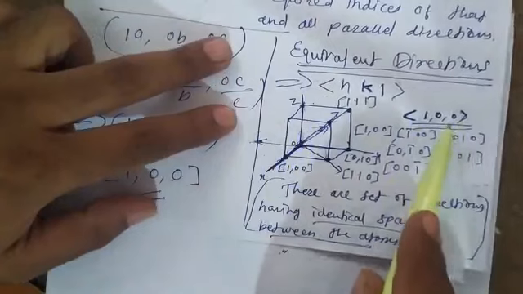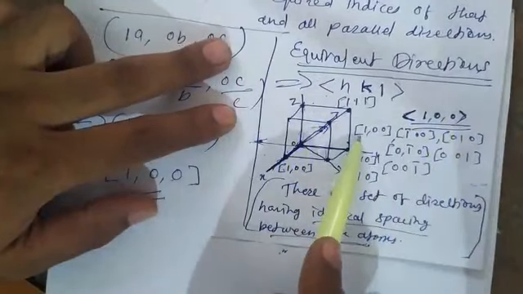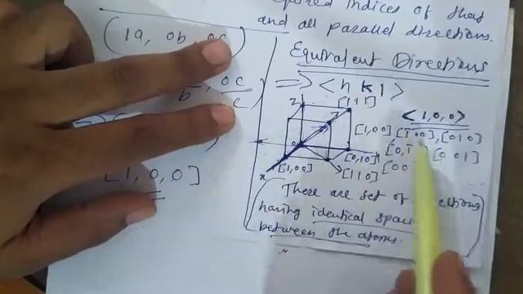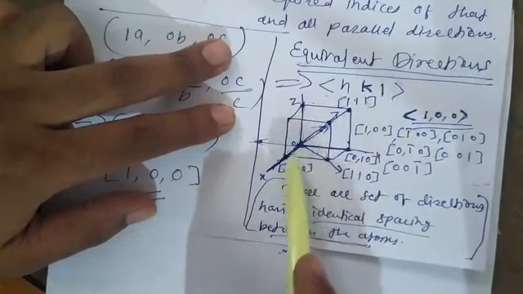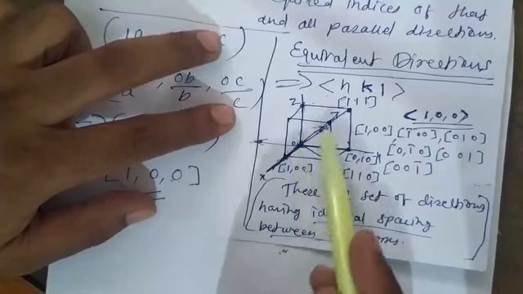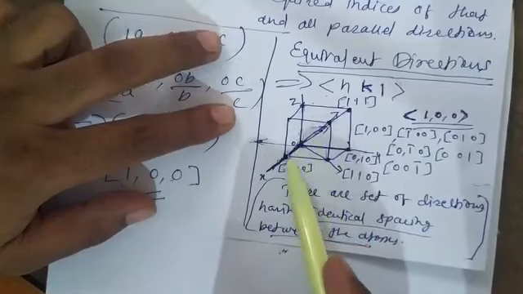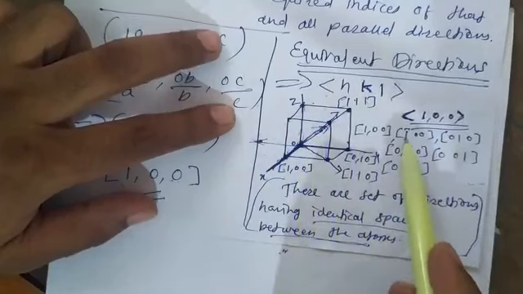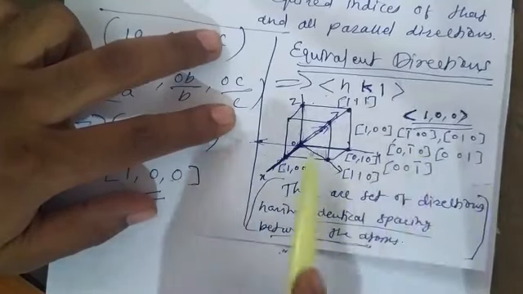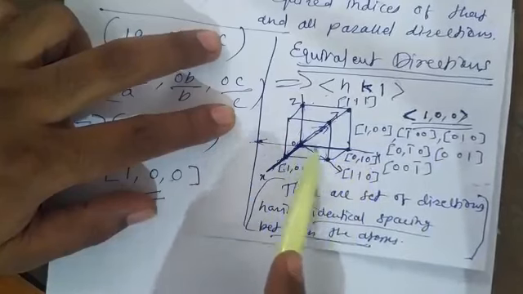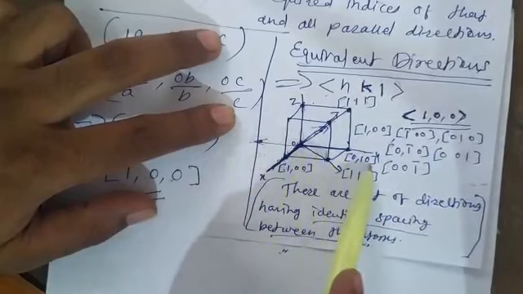Under this family comprises the 100 direction, that is this direction, and minus 100. It means the negative direction of this, because there is also a unit cell and there is also a lattice site which is at the same distance as this distance. Therefore, minus 100. Then 010, that is along the y-axis. This direction represents the 010.